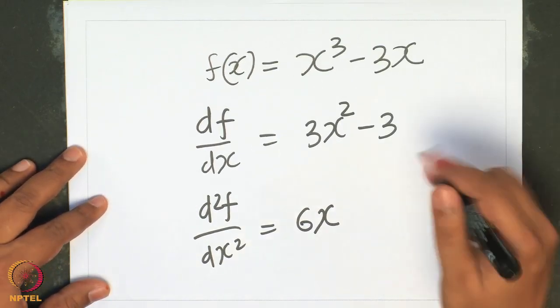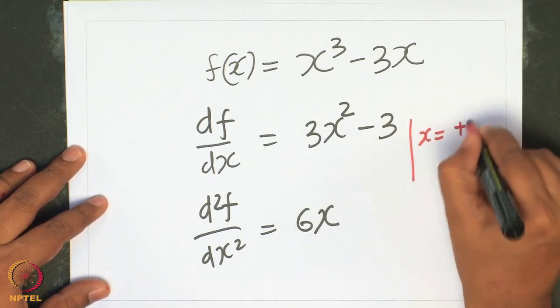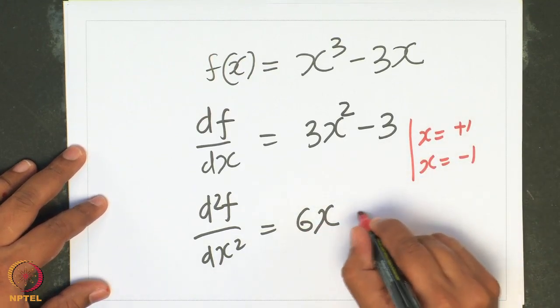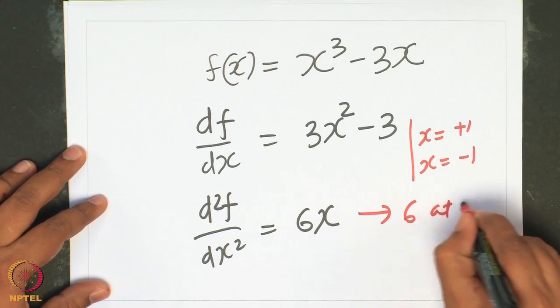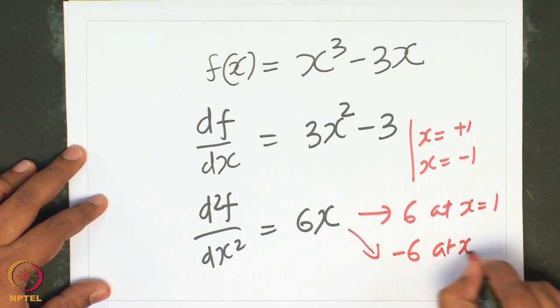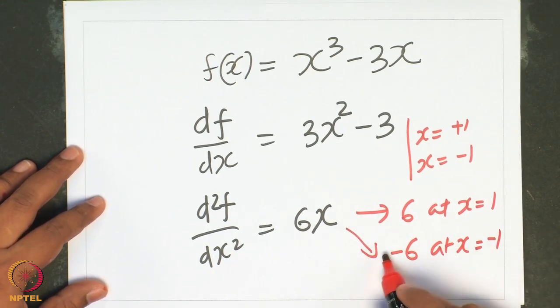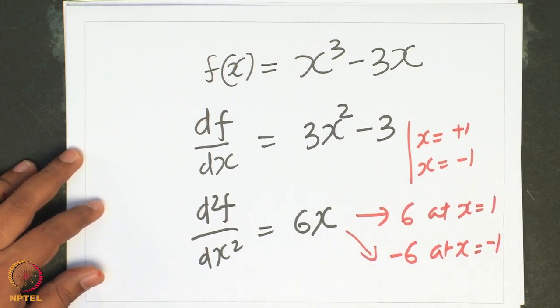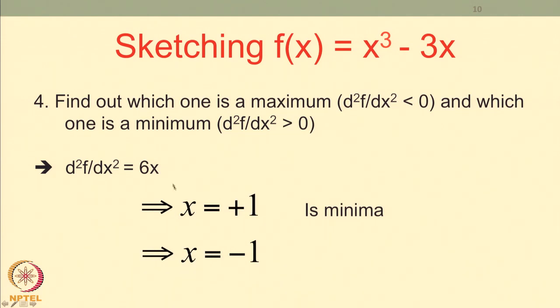Now we know that the turning points are x equal to plus 1 and x equal to minus 1. These are the maxima and minima points. When x equal to plus 1, the second derivative would give 6, and this would give minus 6 at x equal to minus 1. So, when x is minus 1, the second derivative is negative. When x equal to plus 1, the second derivative is positive. When x equal to plus 1, since it is positive, it is a minima, and when x equal to minus 1, the second derivative tells us that the function has a maxima.